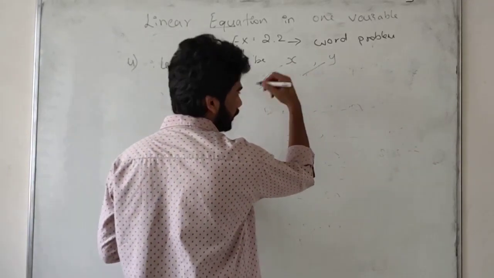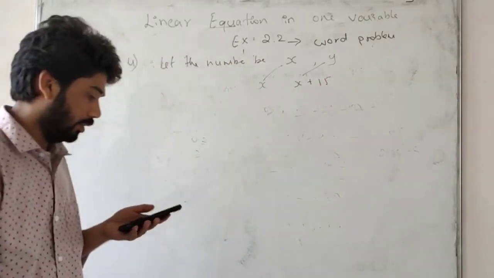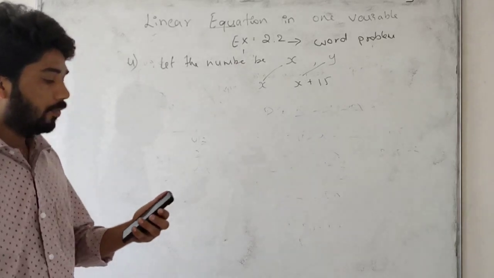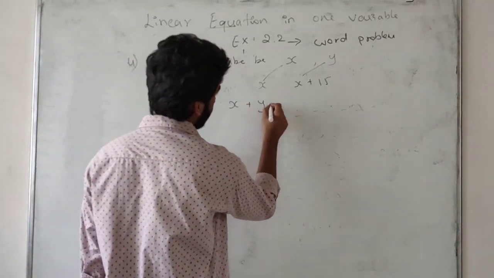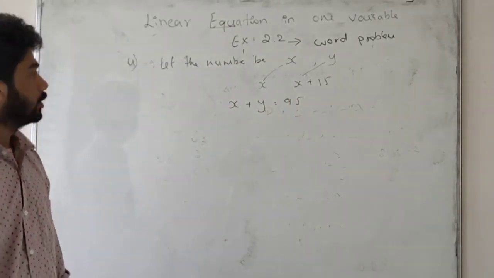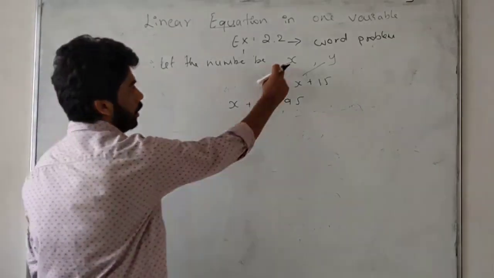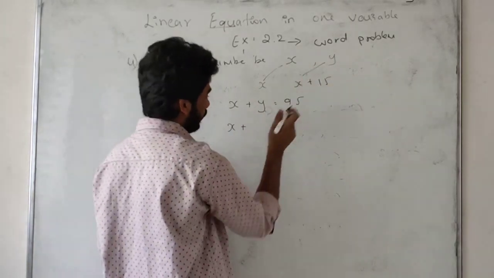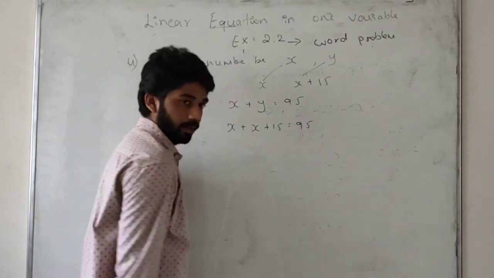And y, which exceeds x by 15, is x plus 15. I will take it as x plus 15. We have to find the numbers. The sum of the two numbers is 95, so x plus y is equal to 95. Students, this is the question. Let the first number be x, and y, exceeding by 15, is x plus 15. So we take x plus x plus 15 is equal to 95.